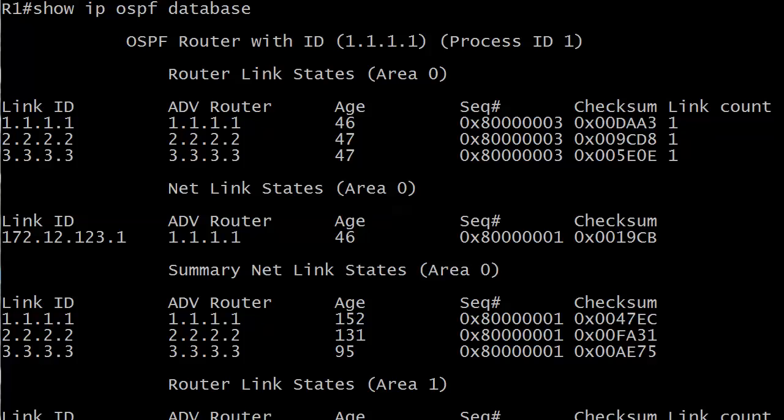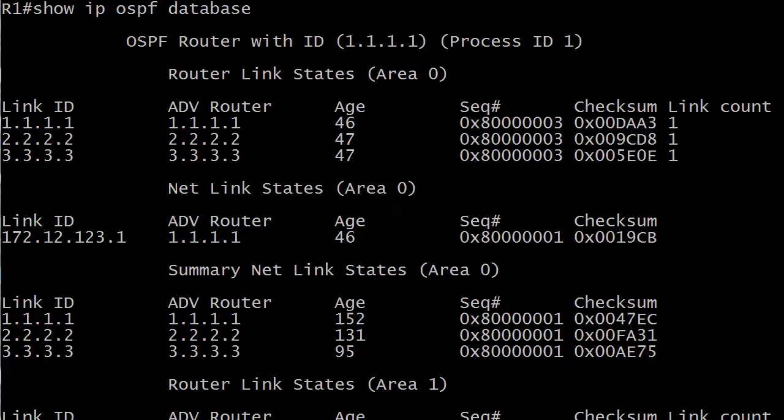Type 3 LSAs are our summary LSAs. They're generated only by area border routers, and that's because type 3 LSAs contain information about other areas the router is connected to, so a non-ABR literally wouldn't have anything to say in a type 3 LSA. And since each one of our 3 routers here is an area border router, there's a type 3 LSA for each of the 3 routers in this LSDB.